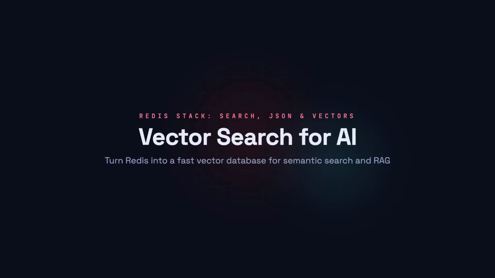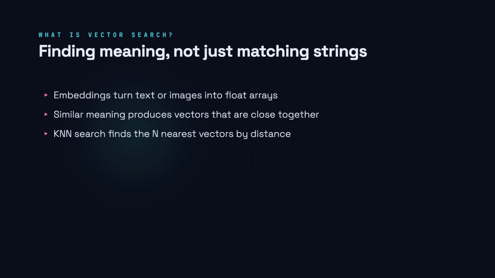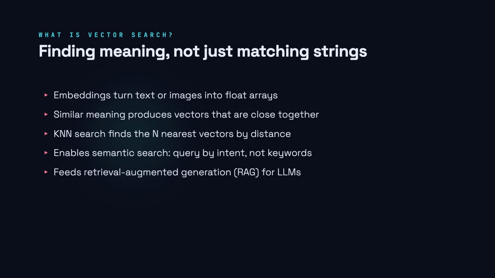Redis is not just a cache. With Redis Stack, it becomes a fully capable vector database that can power semantic search and AI retrieval pipelines at in-memory speed. Instead of matching exact words, vector search works on embeddings, numeric arrays that encode meaning. Redis indexes those arrays, so you can ask for the k nearest neighbors in milliseconds.